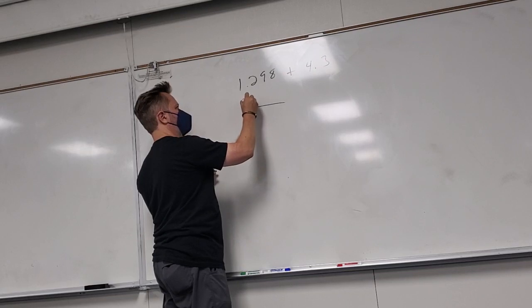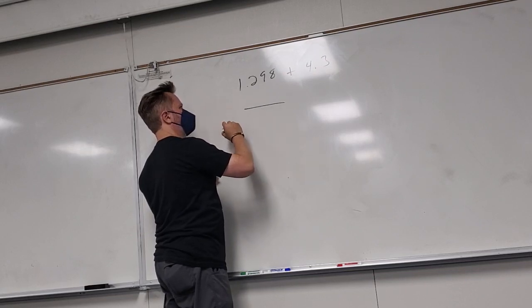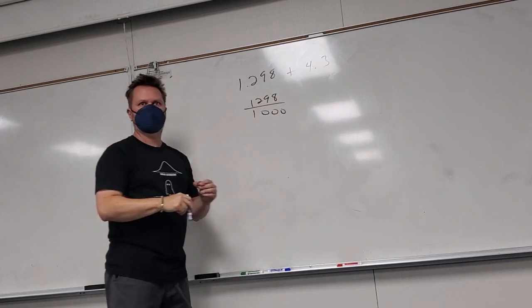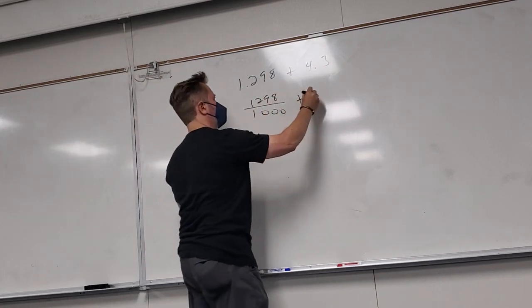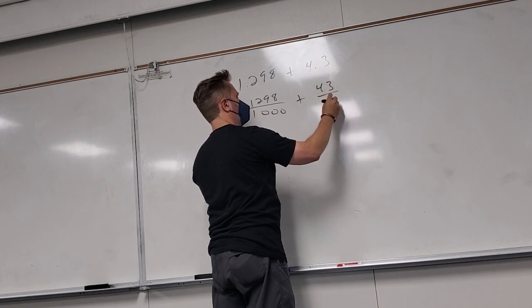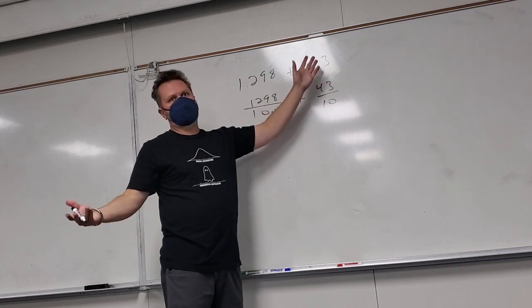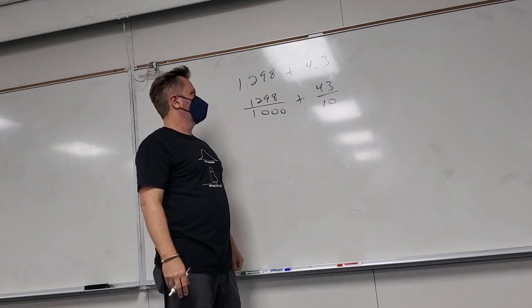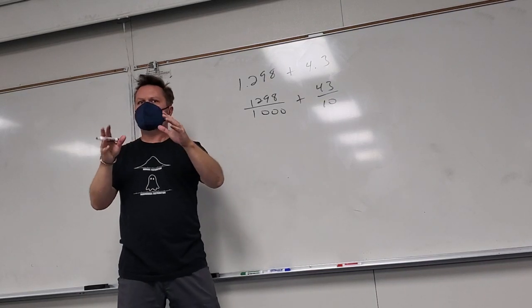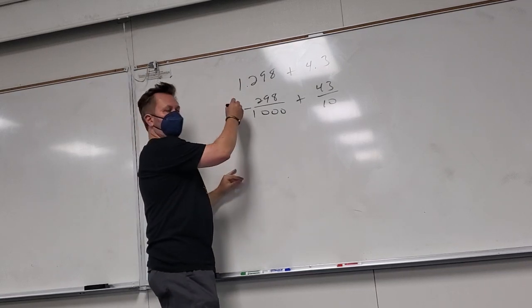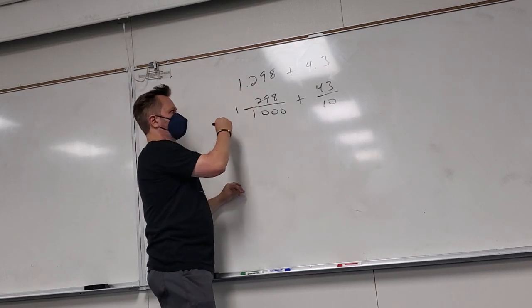You can multiply by the 1,000. Well, it's just going to be 1298 thousandths, and then plus 43 tenths. Be careful, that's just in the tenth spot. I really want to make sure you guys understand. Is anyone still freaked out that I could put that one up here instead of in front?